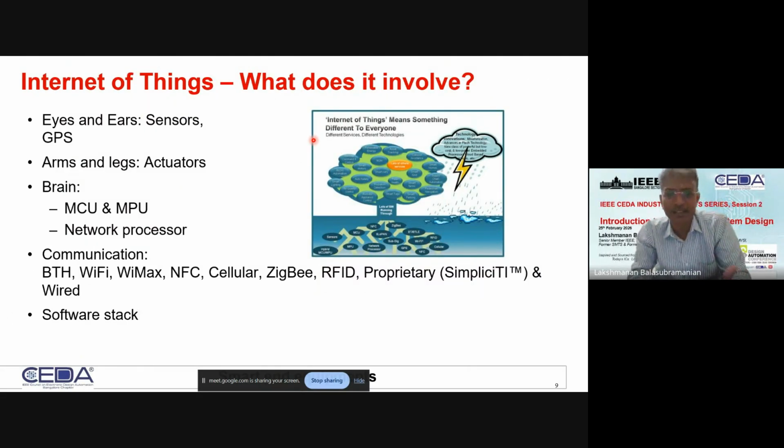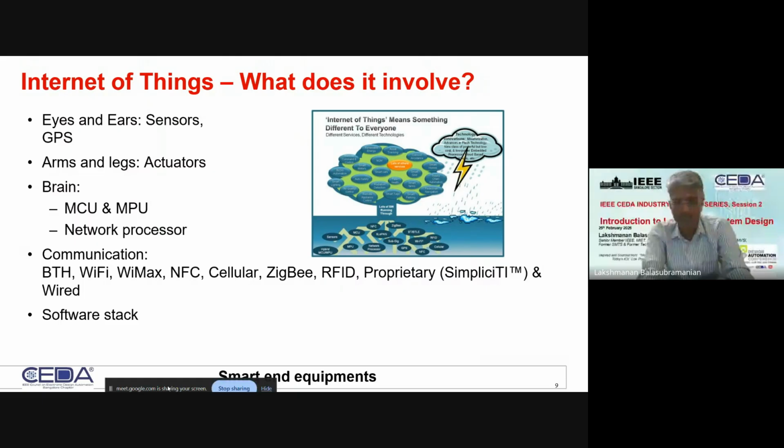Very briefly, what do they mean? Actually, Internet of Things are nothing but smart end equipments. Just give me a moment. There's some issue on my screen. Let me put it aside.